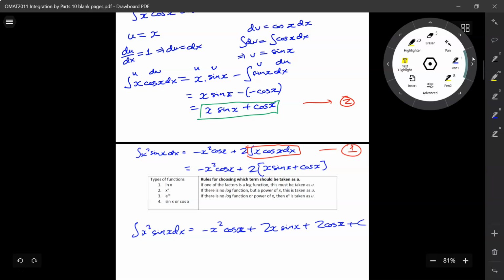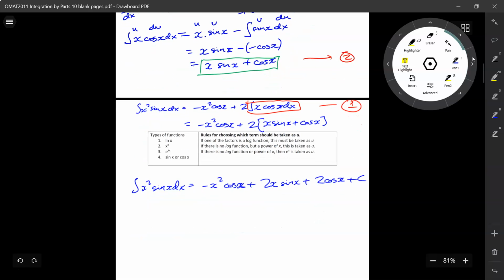Now that's normally with a constant of integration, but we know we have definite integrals here. We're going from pi over 2 to 0. So that gives me the integral from pi over 2 to 0 of x squared sine x dx is equal to, so I'm going to plug the values in straight away. It's, no, I'll do it out, minus cosine x plus 2x sine x plus 2 cosine x, and that's going from pi over 2 to 0.